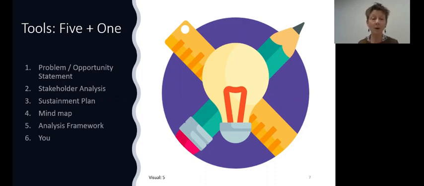So I'm going to talk about 6 things, well, really 5, and then I'm going to talk about you. So there's a beginning, and sort of also beginning in the middle. So beginning is the problem statement, stakeholder analysis, thinking about stakeholders, and a sustainment plan, which is really as you move forward and you want to sustain this change, what does that look like? And the last 2 items, so the mind map, sometimes people think about that as more of a technique than a tool. I think of it as a tool. And then a framework, just to help you think about things.